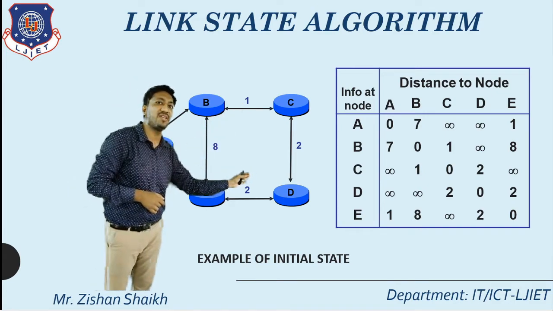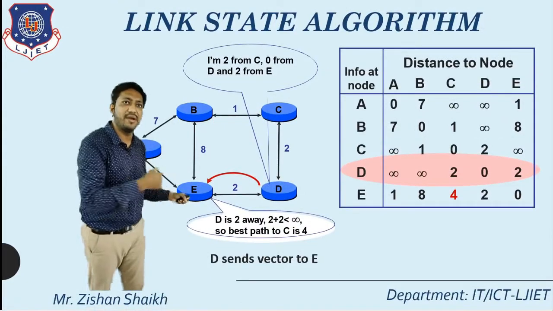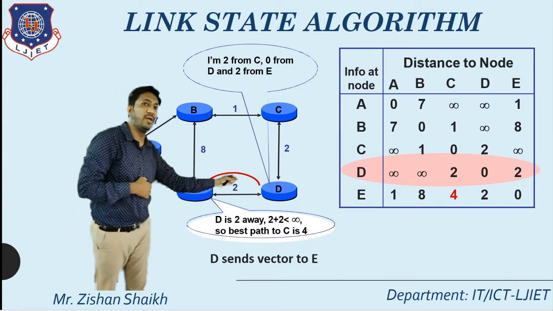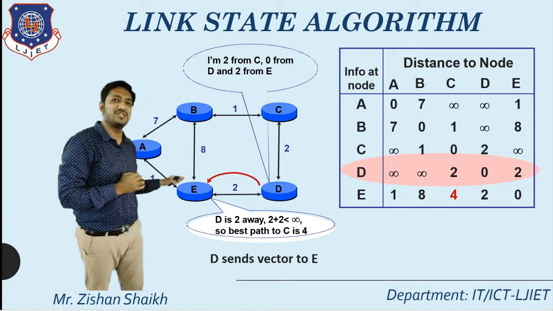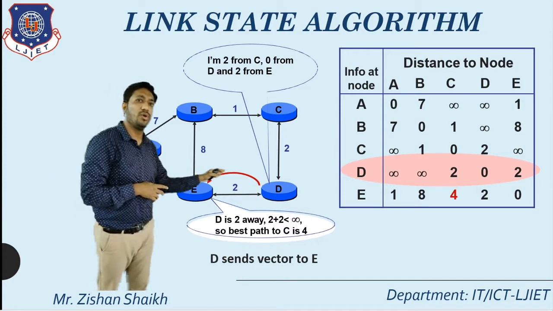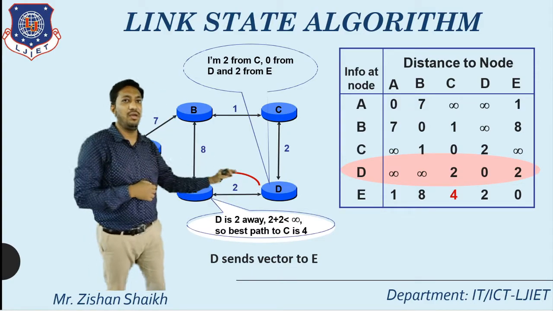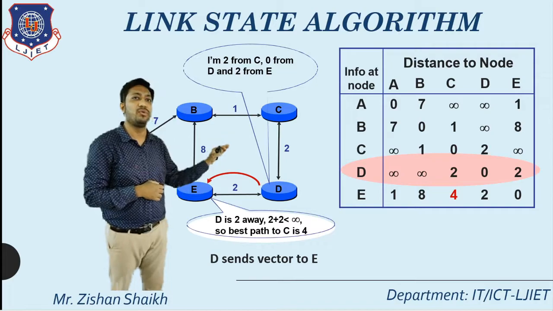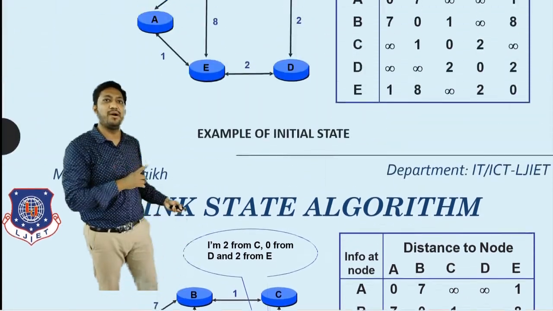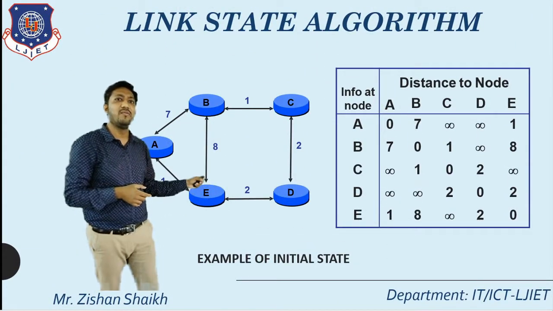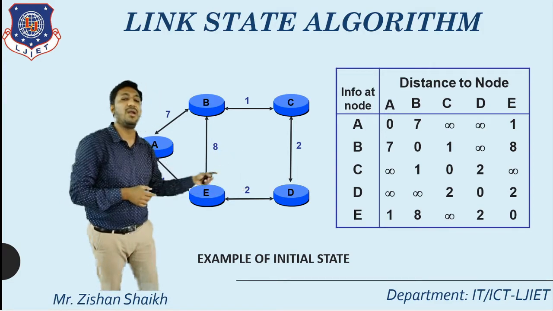But when D sends its forwarding table to E, then E will update its table. So what is the updated table? Let's see here. From D we can reach C via value 2. E already knows that the E to D value is 2. That's why in the last row you can see that E can update the value to reach C to 4. How is the 4 calculated here? In the previous E table, E knows that we can reach destination D by value 2. That is considered in the last row here.